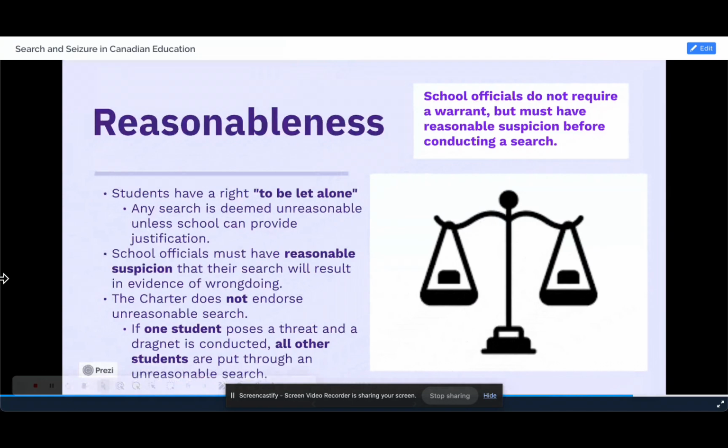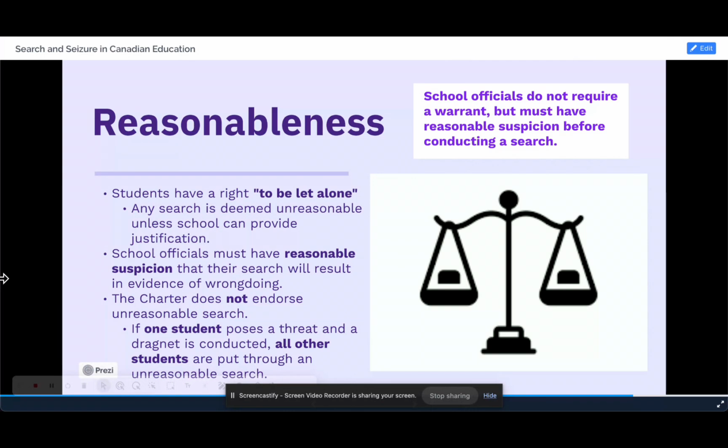So students have a right to be let alone, meaning that schools cannot randomly search them without a good reason. If a search is conducted without justification, then it is deemed an unreasonable search. In order to conduct a reasonable search, the Supreme Court of Canada requires school officials to have reasonable suspicion that the search will result in evidence of wrongdoing. This differs from probable cause, which typically involves some form of evidence of wrongdoing. In schools, the standard is lower, so reasonable suspicion means that the school has good reason to check, but they don't need absolute proof before searching.